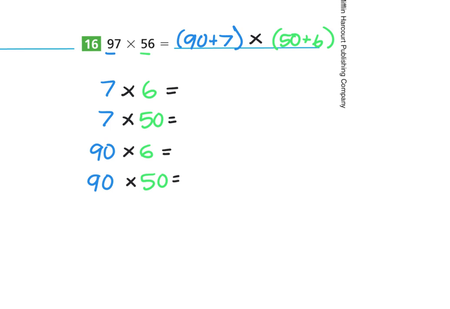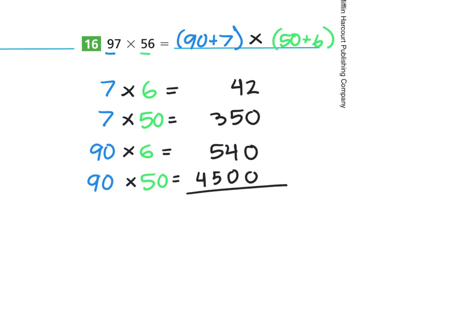7 times 6 is 42. 7 times 50, 35 with a 0. 90 times 6 is 54 with a 0. And 90 times 50, that's going to be 45 with 2 zeros at the end. So 4,500. All right, add those together, see what we get. 9, 10, 11, 12, 13, 14. Okay, so we got 5,432.